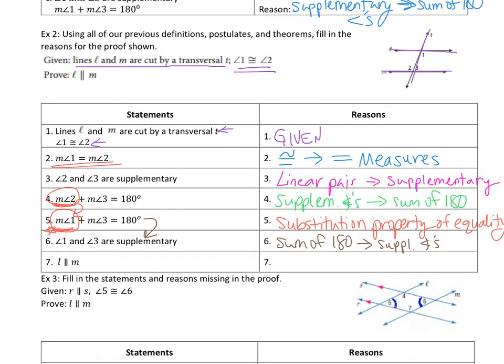Now for the last reason, sometimes we need to look at our picture. If we now have enough information to prove that our two lines are parallel, then we need to know a certain relationship. Since this was the last one, let's look in our picture. If 1 and 3 are supplementary, we know that those two angles are consecutive interior angles. And if the consecutive interior angles are supplementary, then that gives us enough information to prove that we have two parallel lines, and that would be our last statement.